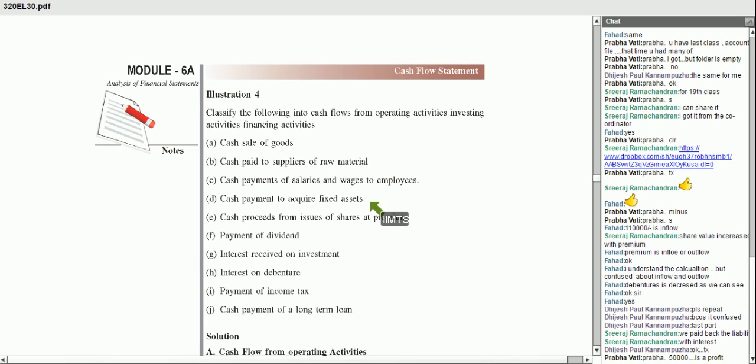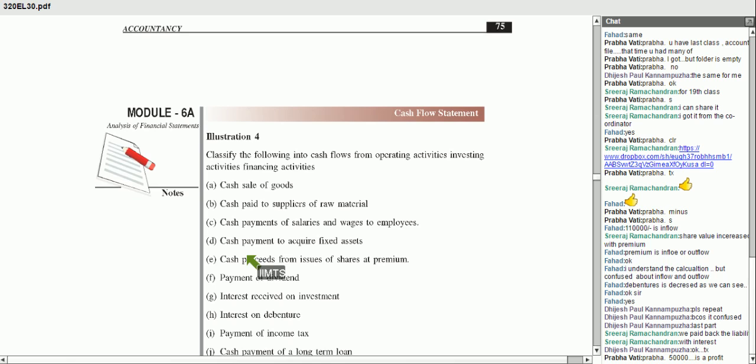Classify the following into cash flow from operating activities, investing activities, financing activities. Now see, these are the circumstances given, and we have to segregate which one comes under operating activities, which one comes under investing activities, and which one comes under financing activities. So yes, 50,000 is the net financing value.